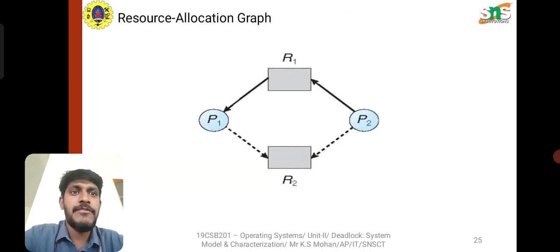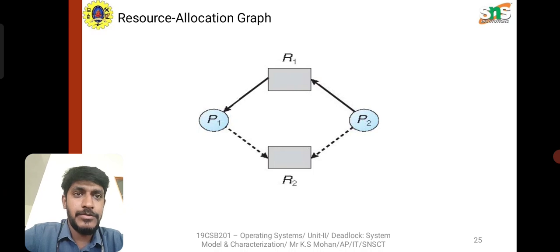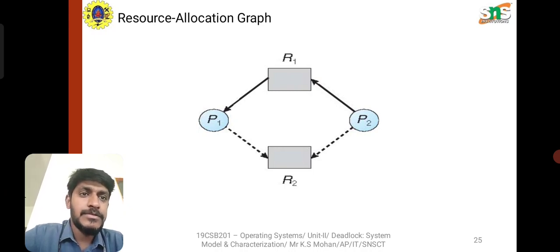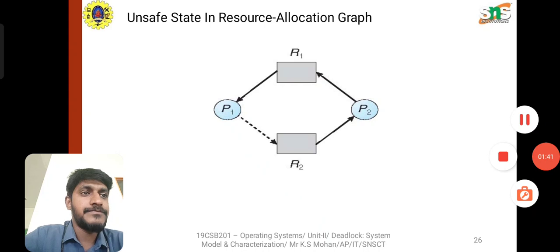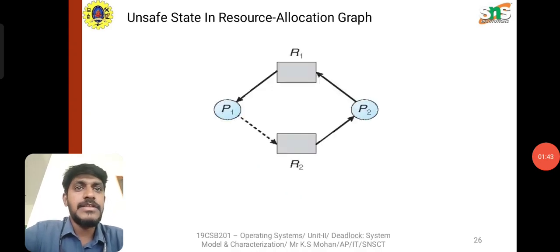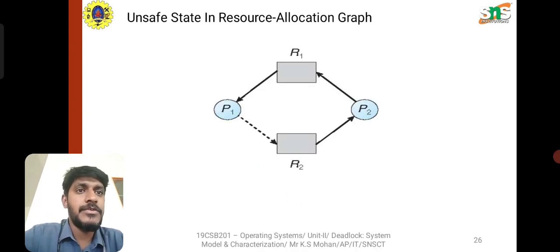In the resource allocation graph, resource 1 will be allocated to process 1, and process 1 will request resource 2. In the picture we can see the resource allocation graph. Process P2 will be allocated resource 1 and P2 will request resource 2. So this is the resource allocation graph.